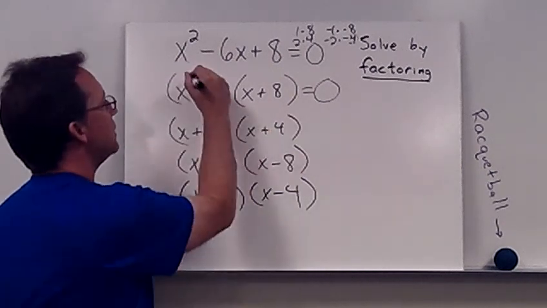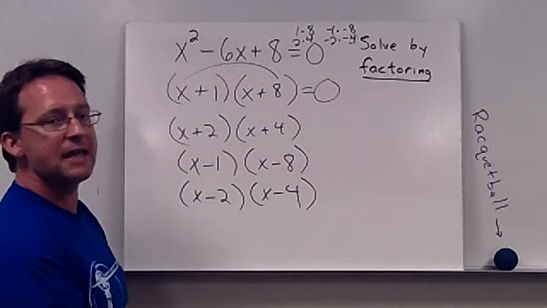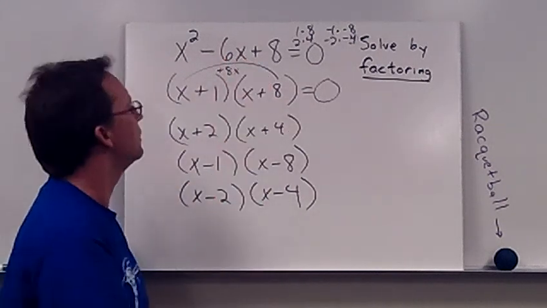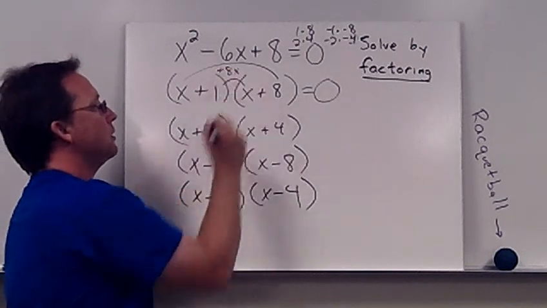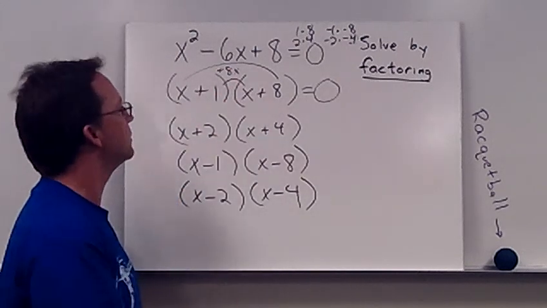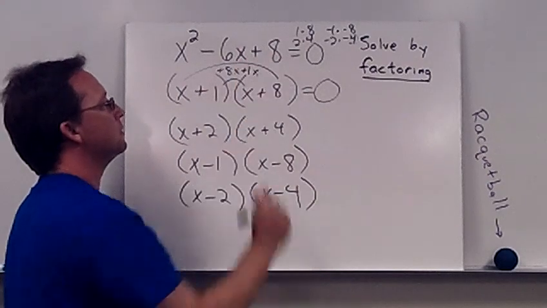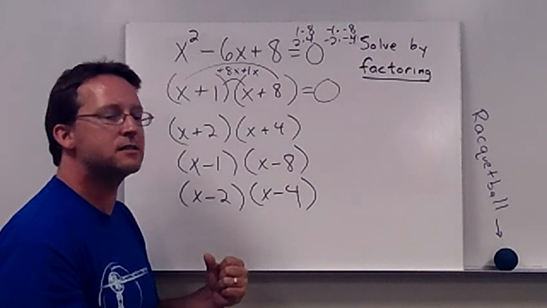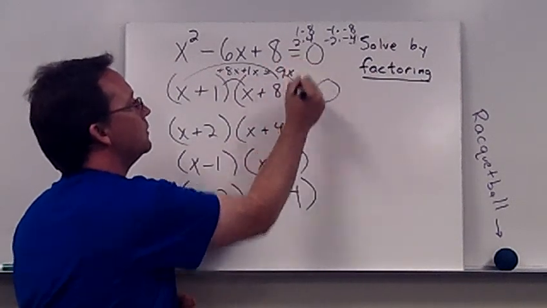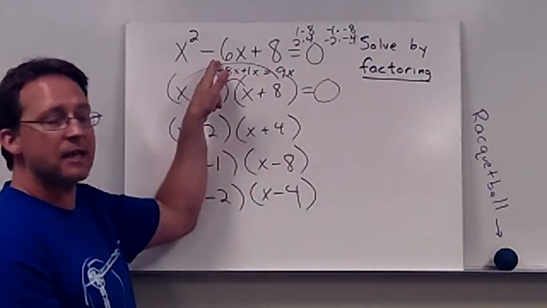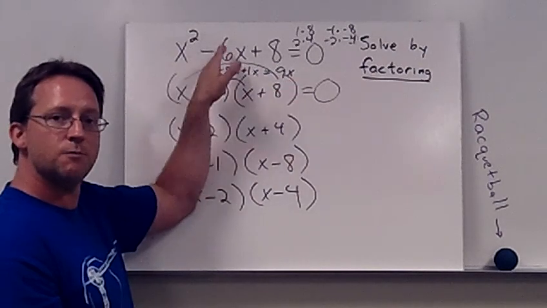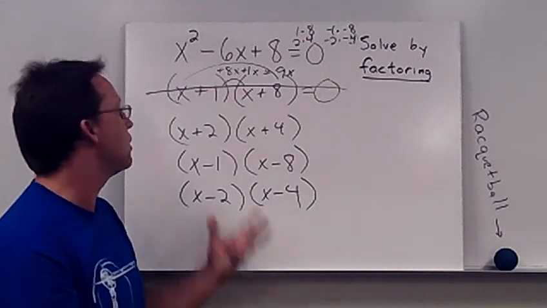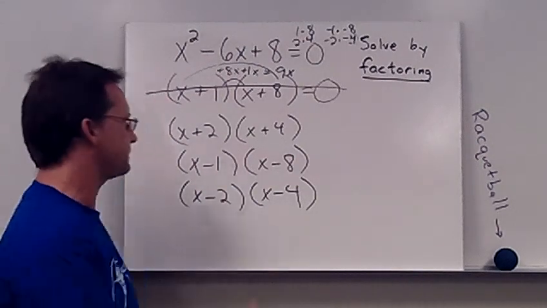So in this first possibility, I have x times a positive 8. Well, that's plus 8x. And then here, positive 1 times positive x, that's plus 1 more x. When I combine my like terms, 8x plus 1x, I've got 9x. I wanted to get a negative 6x. We want this to match this. They don't match, so these are not the correct factors. Right? So we move on to another possibility.